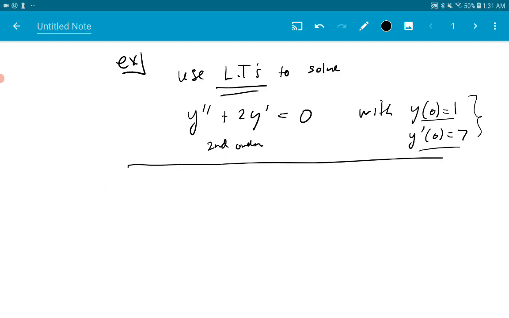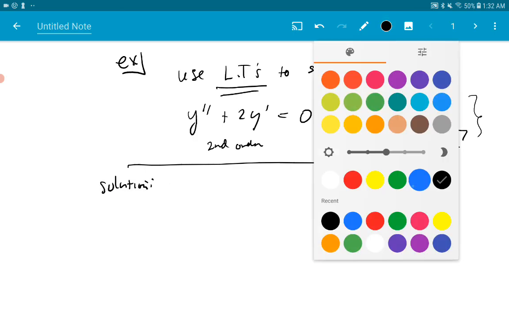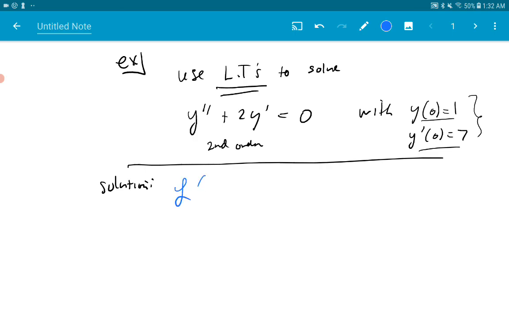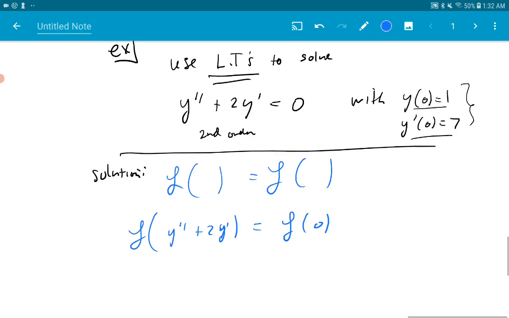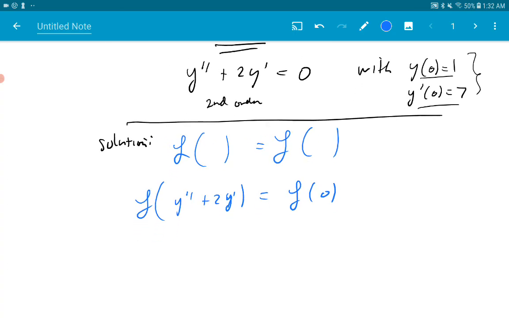Okay, so remember step 1. Step 1 is to take the Laplace transform of both sides. So we have the Laplace transform of y double prime plus 2y prime equals the Laplace transform of 0. Well, the Laplace transform of 0 is just 0. I don't even think that one's in the table, but it would just be the integral of e to the minus st times 0 dt, which is of course 0. The integral of 0 is just 0.